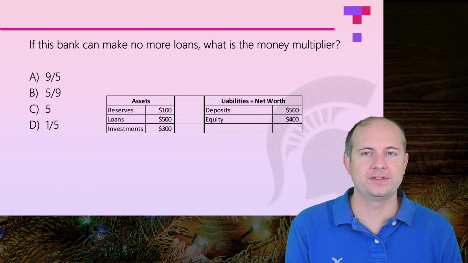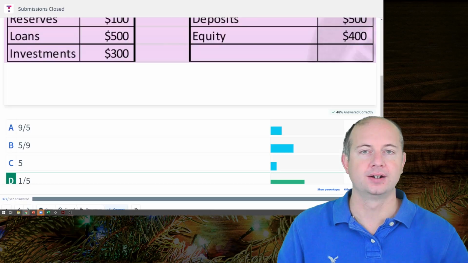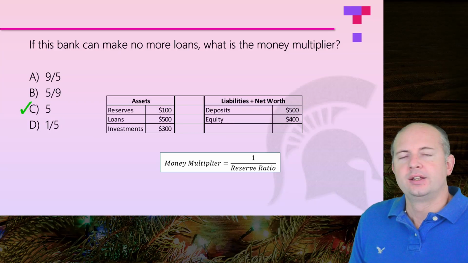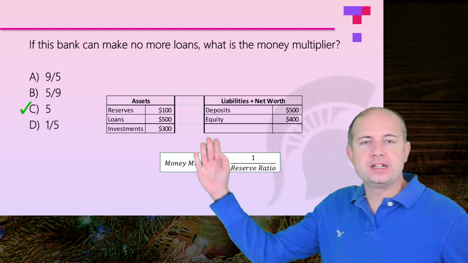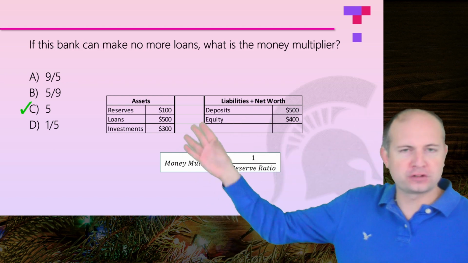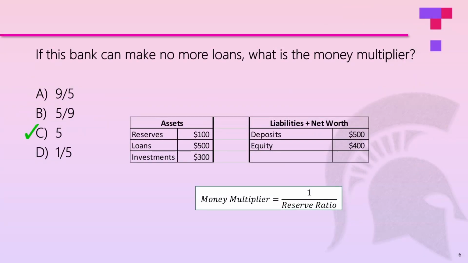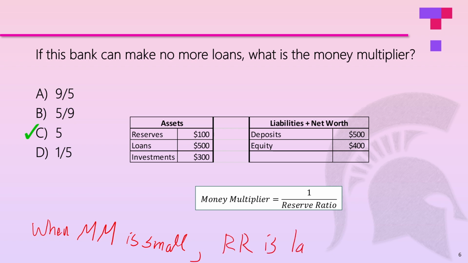All right, next question. If this bank can make no more loans, what is the money multiplier? So the money multiplier is equal to 1 divided by the reserve ratio. This is one of the first formulas we learned with multipliers. Think about what we can get out of this. Well, the one thing to notice is when the money multiplier is small, the reserve ratio is large.